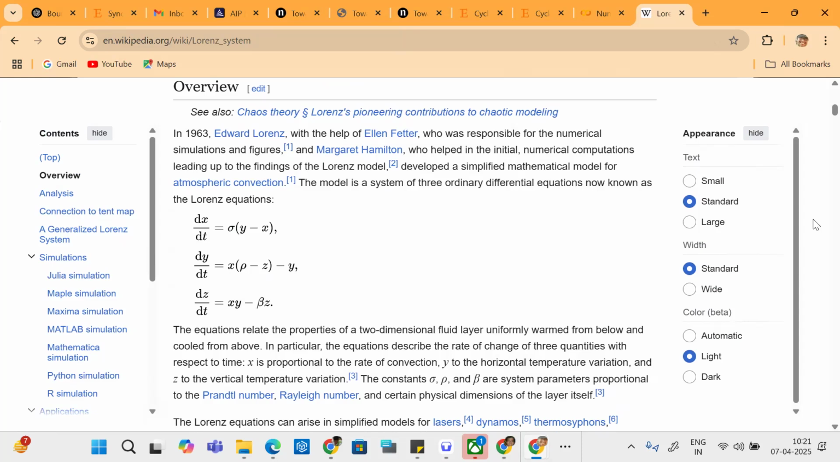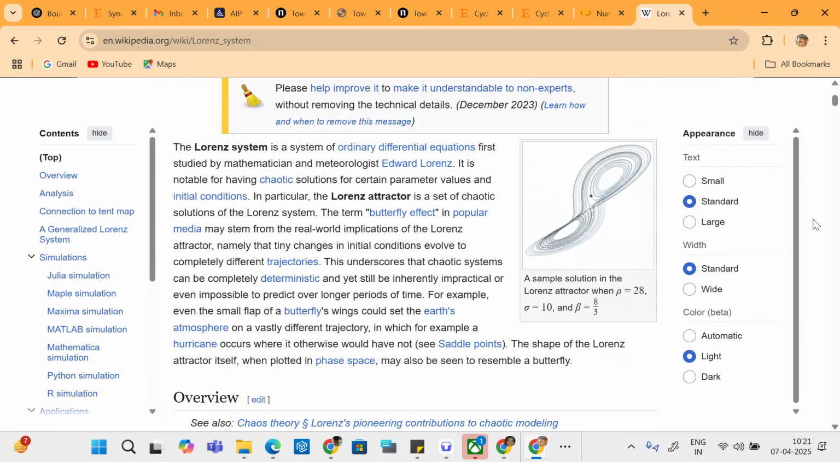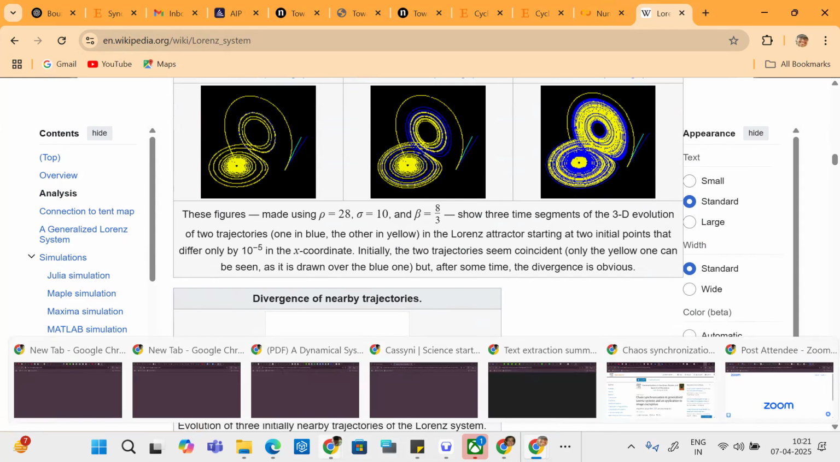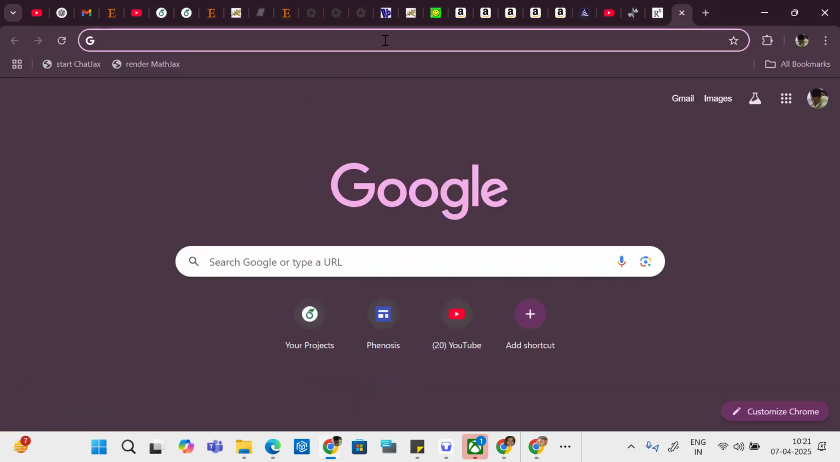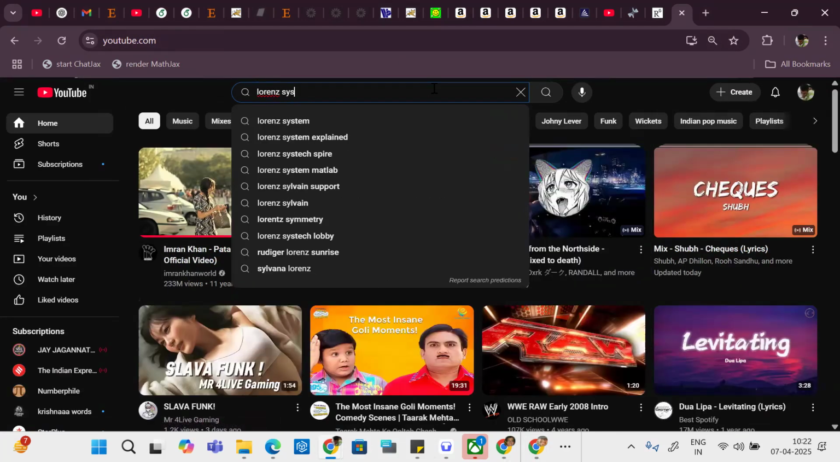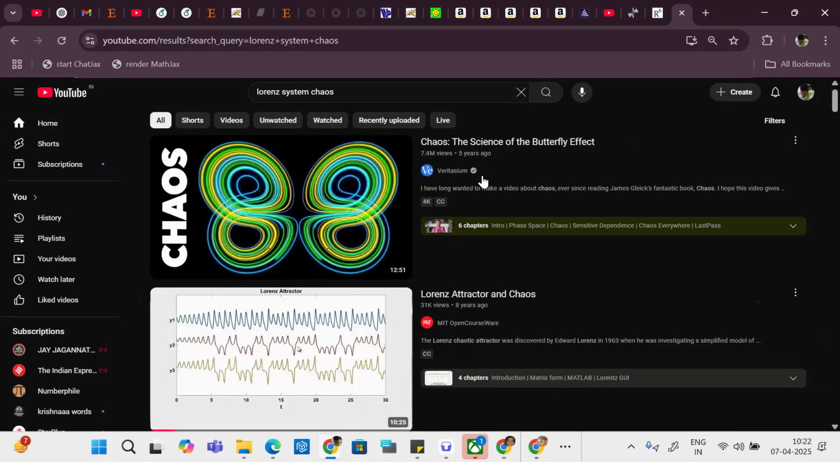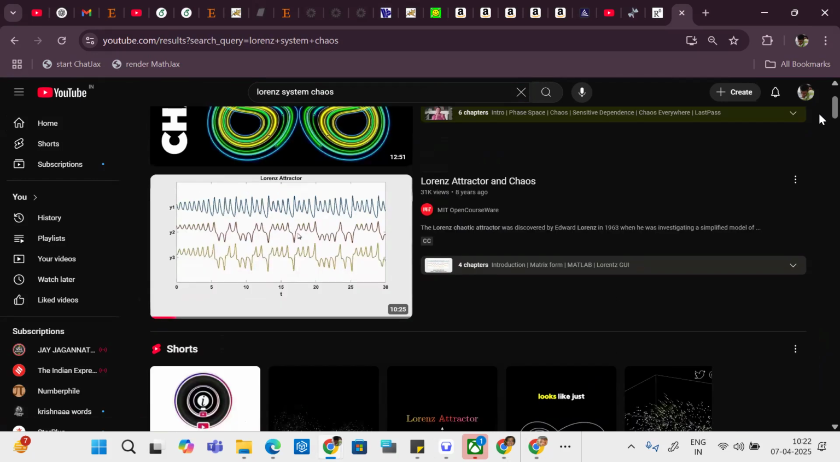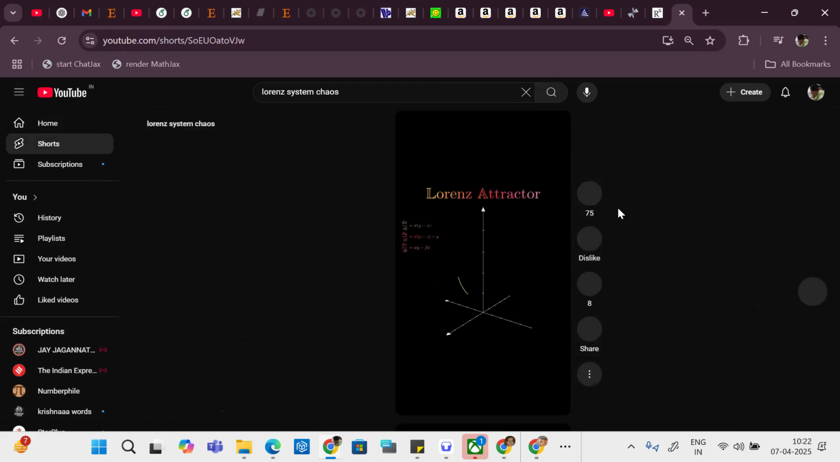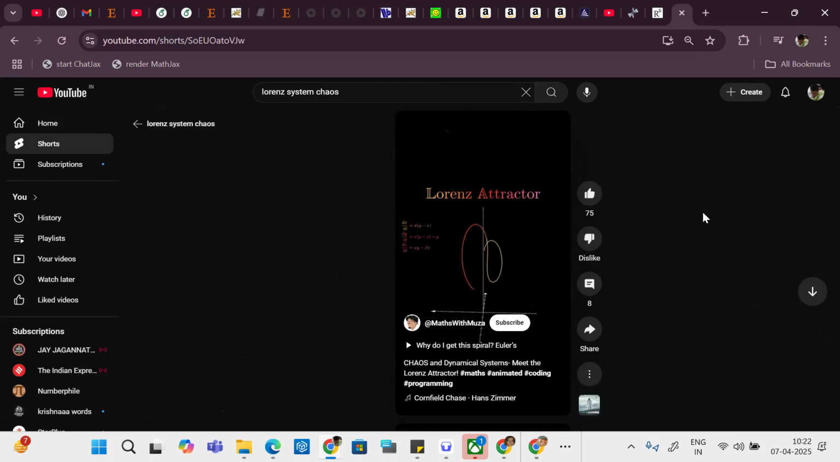So you can see how the dynamics looks. I just want to show you one small video. It is just like this. You can see these are the trajectories of these differential equations, and it is making a butterfly shape. And it is unpredictable also.